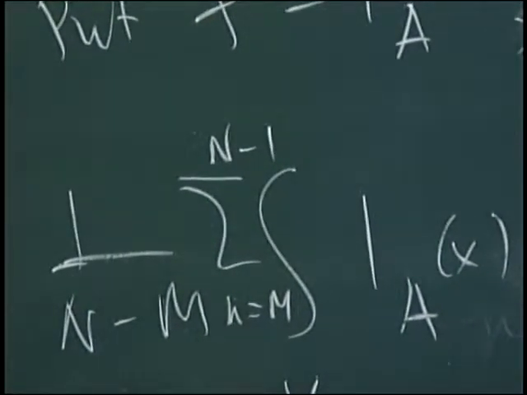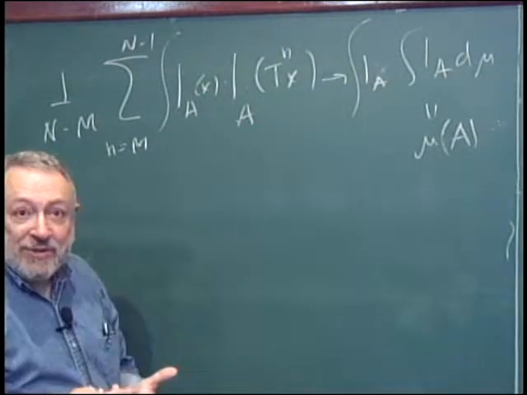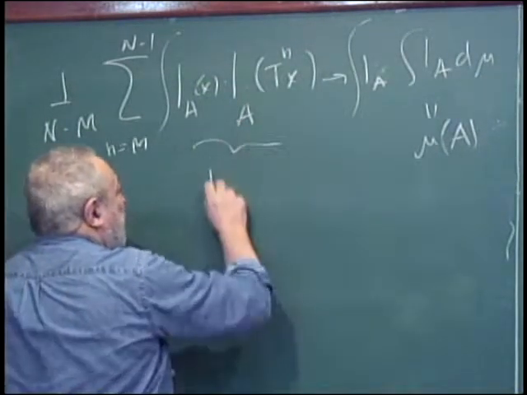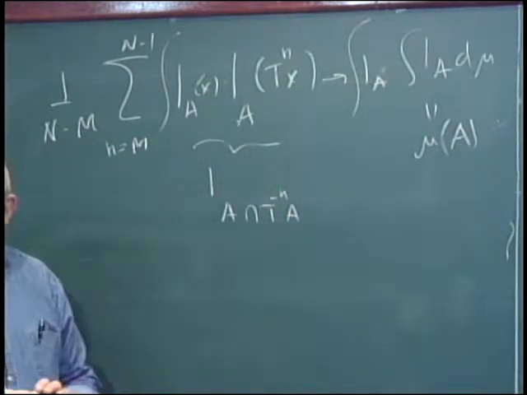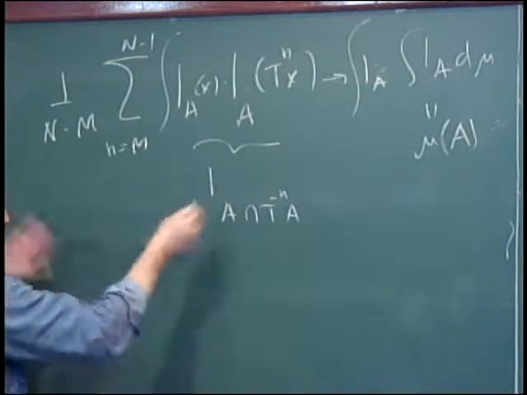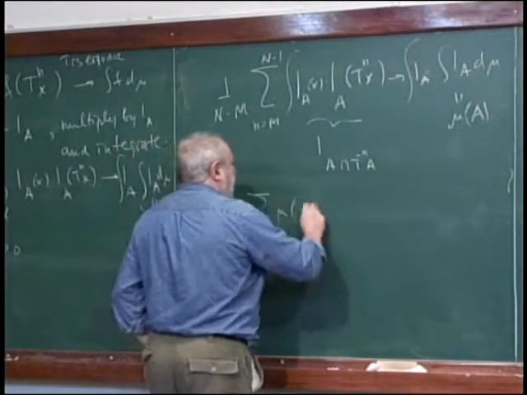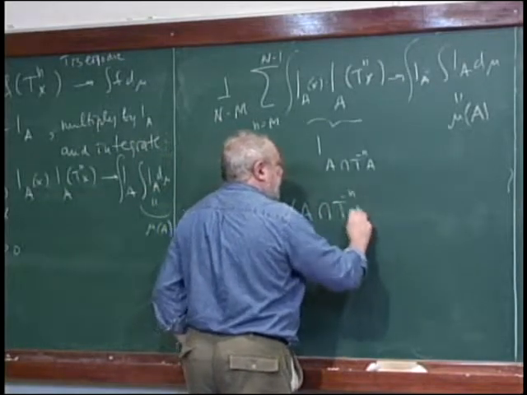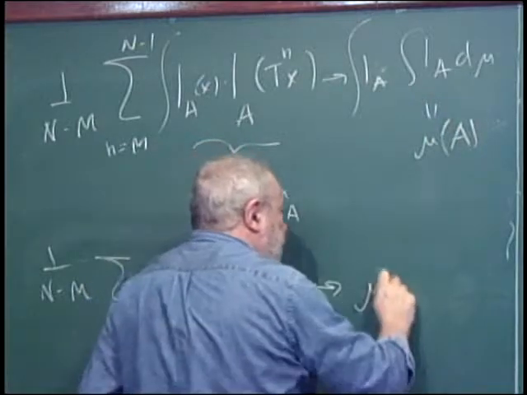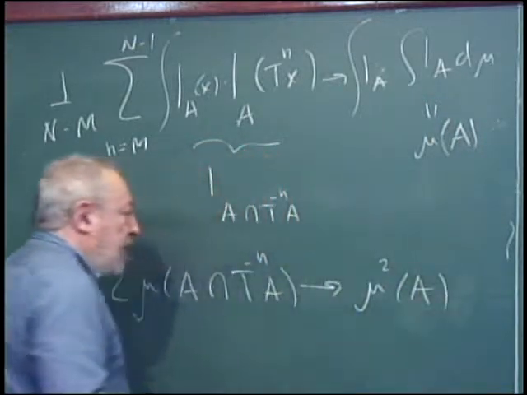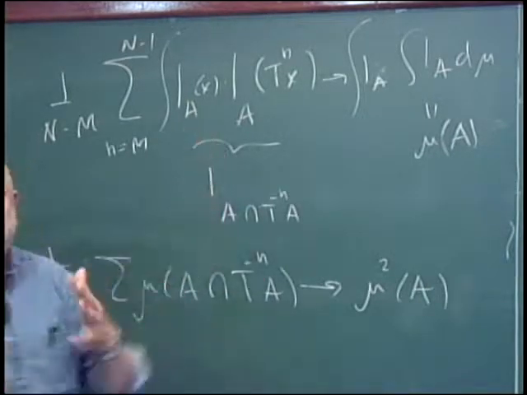And now look what we got. The integral of this is the product of two indicator functions. This is the same as 1 sub a. You may want to check why, but it's easy. And so what we got out of this is that 1 over n minus m, mu of a intersection t minus n a, converges. So this was mu of a, and I integrated again, so it's mu square of a. I could take instead of the second function b.